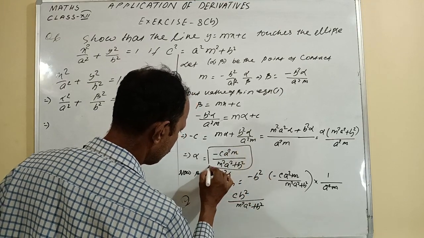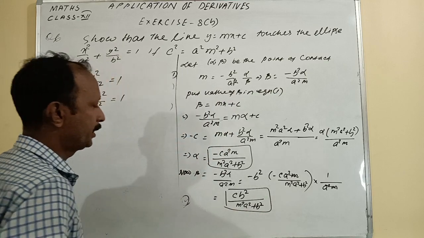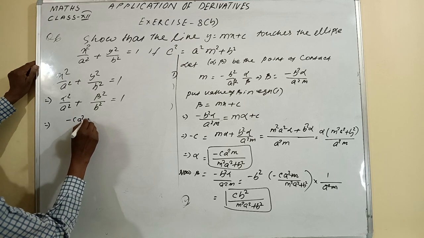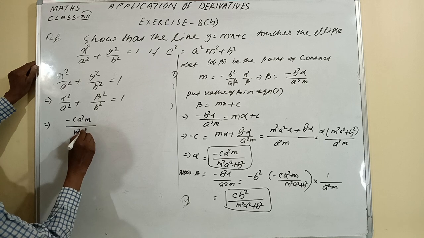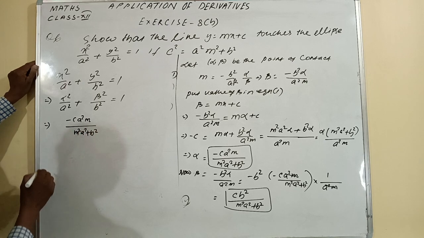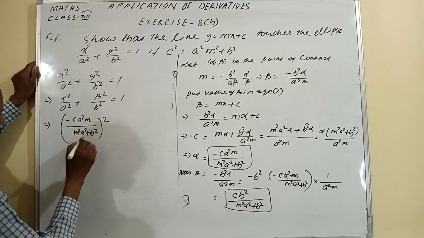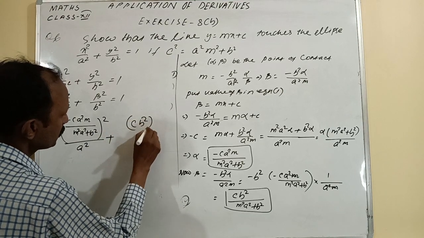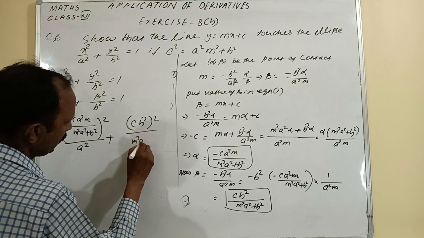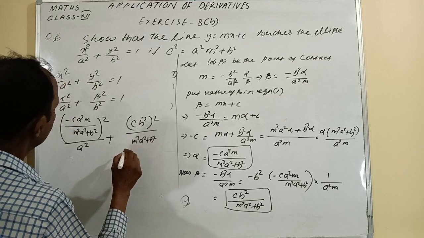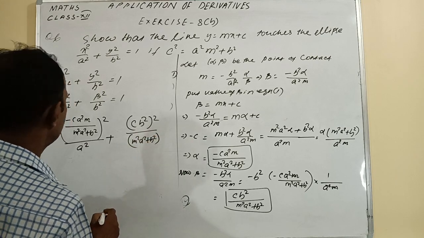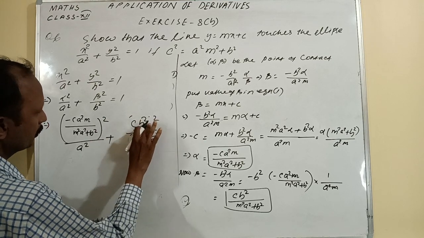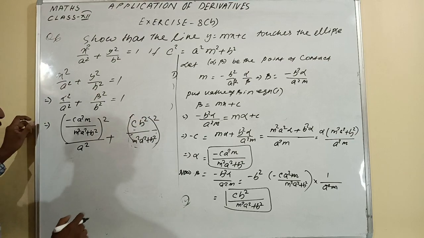Okay, implies that. So value of alpha how much? Here is the alpha, here is the beta. So in place of alpha square, I am taking minus c a square m by m square a square plus b square, square divided by a square, plus beta square, c b square, square divided by m square a square plus b square. Okay, so I can write like this.